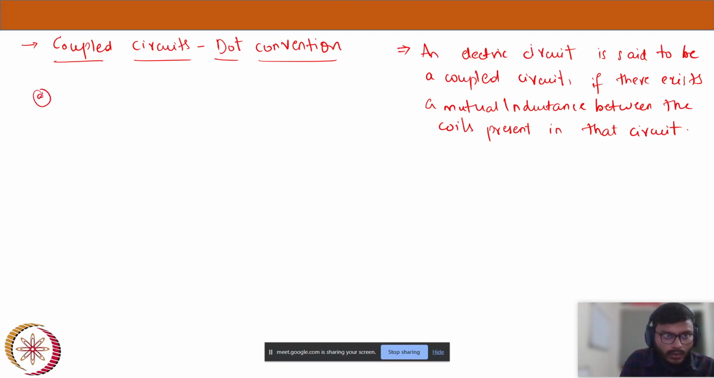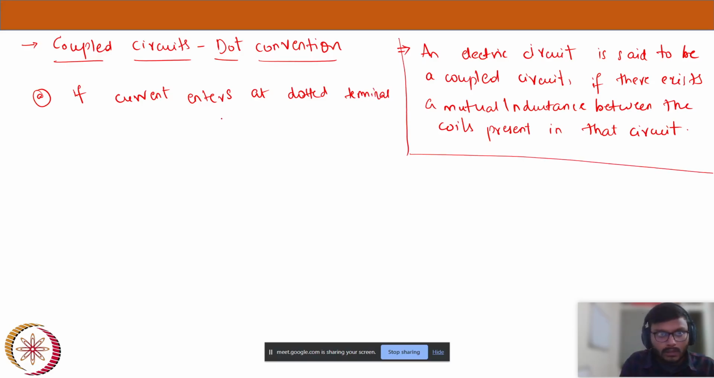So there are two cases. Now, if a current enters the dotted terminal of one coil, let's say, of one coil.